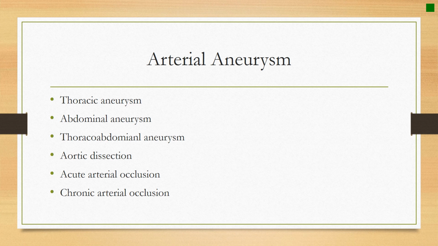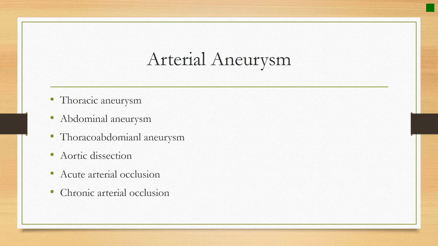Aortic dissection. Here, the inner layer tears and the blood gets between the layers. It is most often seen with the thoracic aorta and in hypertensive men between ages 40 to 60 years. Most deaths occur within 30 days of onset. Rupture is the most common complication.